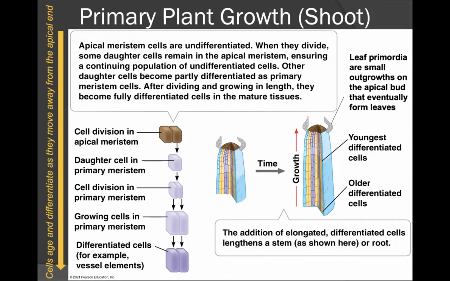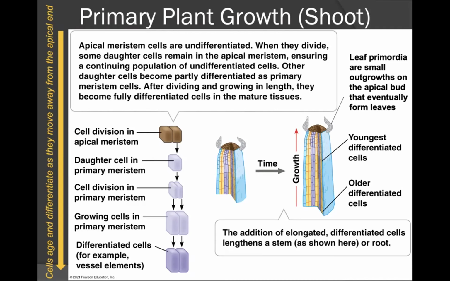Cells within the apical meristem will divide. These cells are considered to be undifferentiated. When they divide, some of them will remain in the apical meristem so that it is replenished. However, some of those daughter cells will not. The daughter cells that leave the apical meristem region will eventually differentiate into different tissue types.